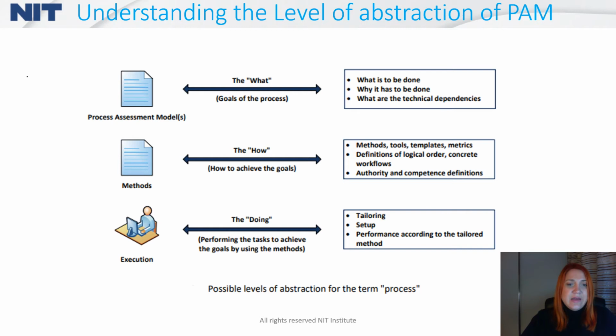Now we want to understand the levels of abstraction of the process assessment model. The term process can be understood as three levels of abstraction. These levels of abstraction are not meant to define a strict black or white split, nor is it the aim to provide a specific classification scheme. The message here is to understand that in practice, when it comes to the term process, there are different abstraction levels, and that the process assessment model resides at the highest.